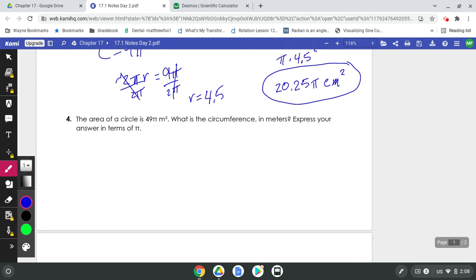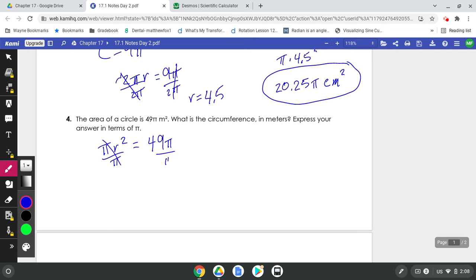And the final one on this side is much like this. Then there's one more problem after that that's a little bit different. But area of a circle is 49 pi meters squared. What's the circumference in meters? Express your answer in terms of pi. This is kind of the opposite of the last one. So we know that area is pi r squared. And we know that that can be equal to 49 pi.